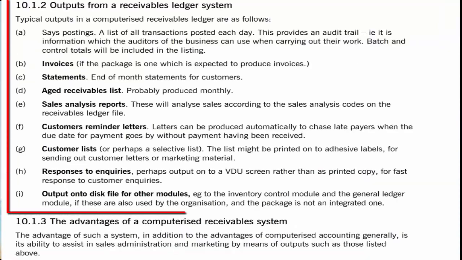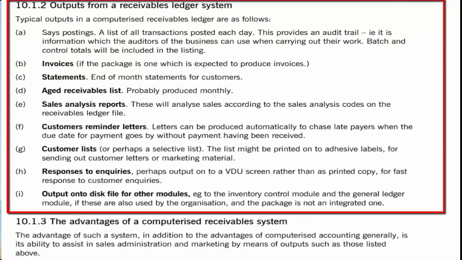Outputs from the receivables ledger. One of the strengths of a computerized system is the variety of outputs it can generate. It can produce a complete list of all transactions posted each day. This daily record is vital for audit purposes, allowing auditors to trace and verify every single entry. It can automatically produce invoices if the package is set up to do so, saving time and reducing human error.